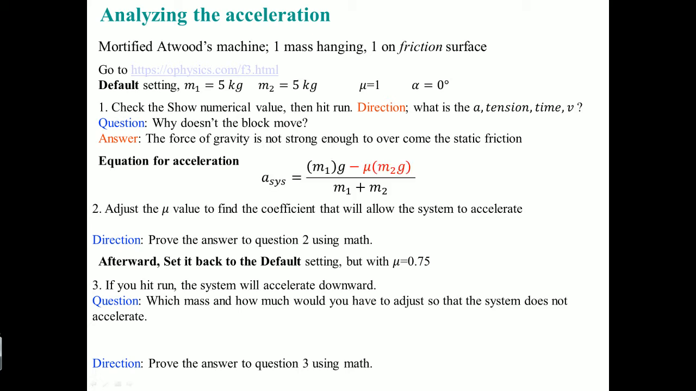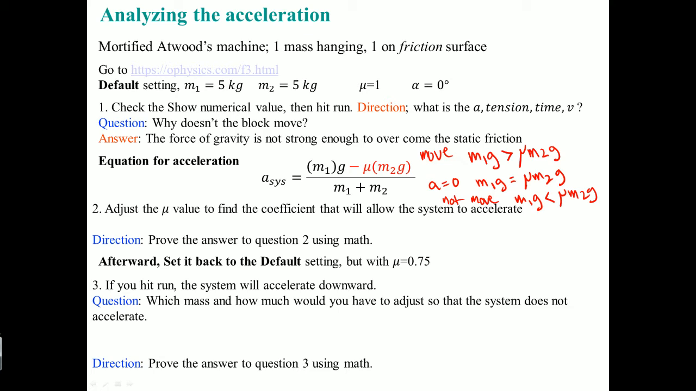Notice that for it to move, m1g has to be greater than mu m2 times g. This is for it to move, right? When they're equal, that's when acceleration equals 0. And it doesn't move when m1g is less than mu m2g. The force of gravity of block 1 is less than the force of friction on block 2.